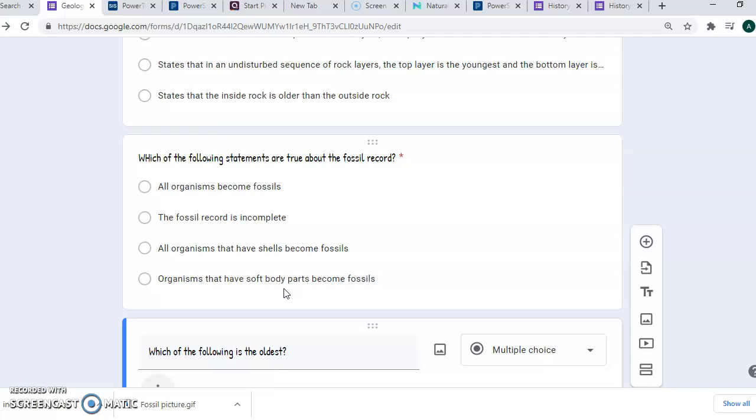Which of the following statements are true about the fossil record? All organisms become fossils. The fossil record is incomplete. All organisms that have shells become fossils. Organisms that have soft body parts become fossils.